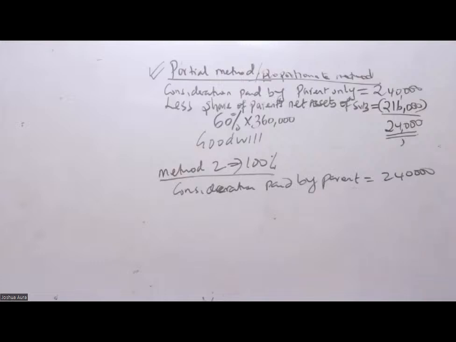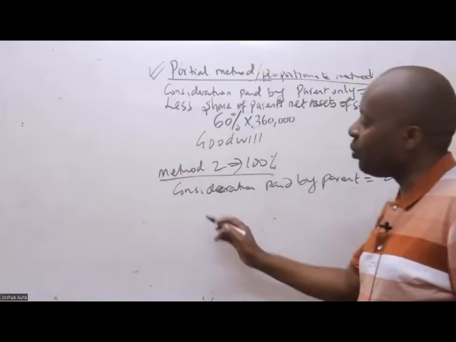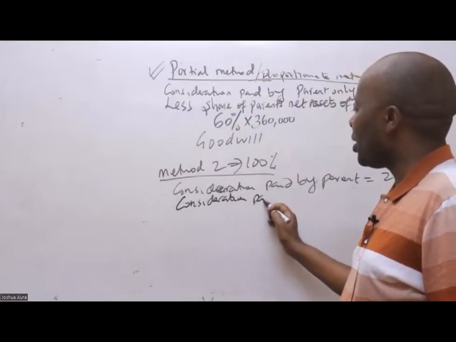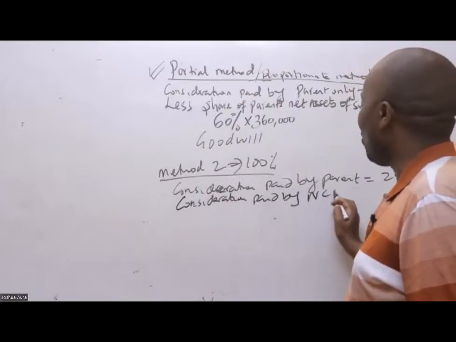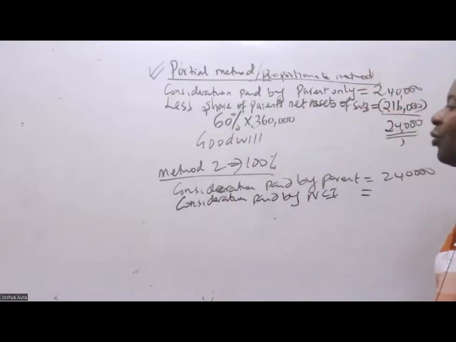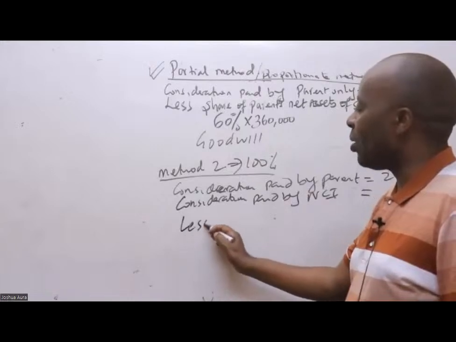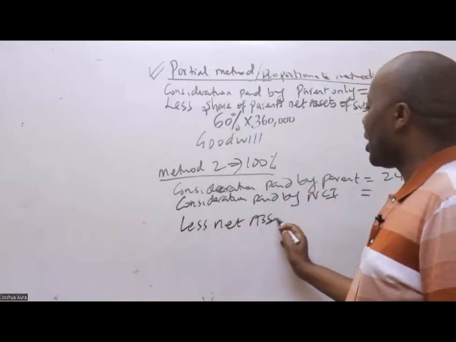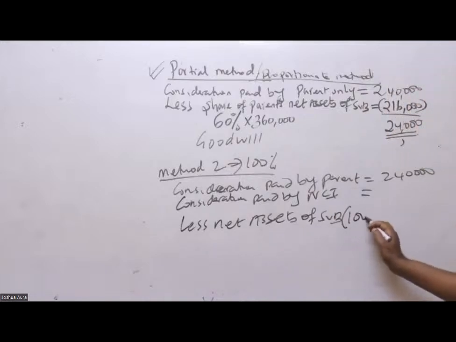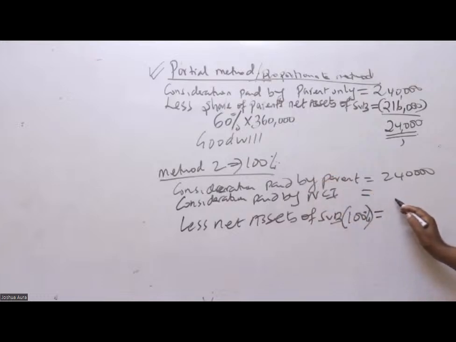They want us to make use of partial method, but they would still want us to bring here the consideration that was paid by NCI. They would want this. I'll show you how to calculate it. And then, of course, we have here less the net assets of the subsidiary, because it's the 100% reason method. They'll come and use the 360,000.